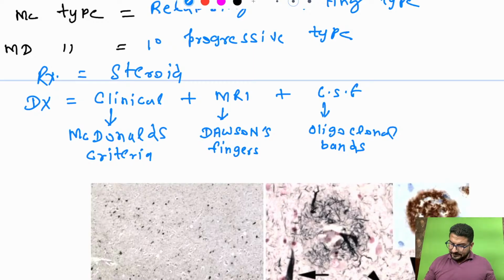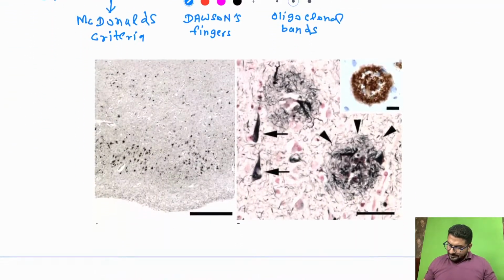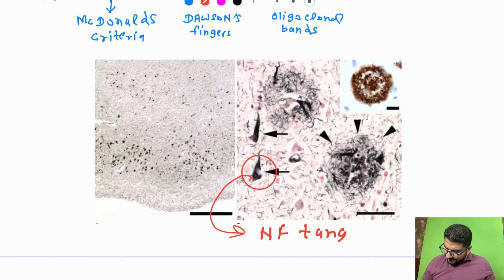MS means multiple sclerosis. Am I clear, guys? Okay, now moving to Alzheimer's. So you can notice these are called neurofibrillary tangles. These are triangular structures which we see in Alzheimer's disease. Neurofibrillary tangles which we see in Alzheimer's disease.